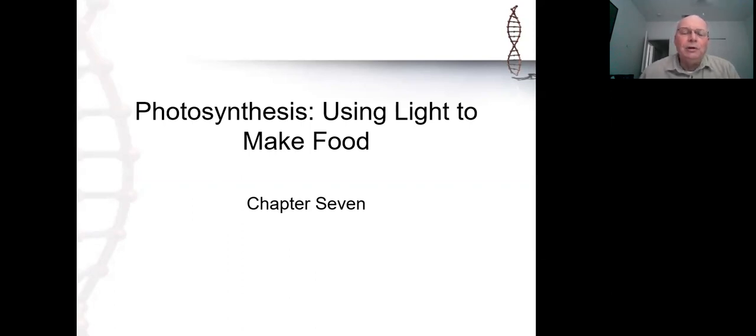Now, when we talked about moving electrons in cell respiration in the previous chapter, it's all about electrons going downhill and releasing energy that could then be directed to making ATP as the end product of cell respiration. Here, we're going in the other direction. So we're now going to move the electrons uphill.